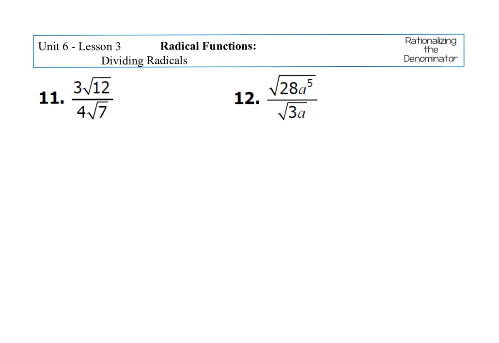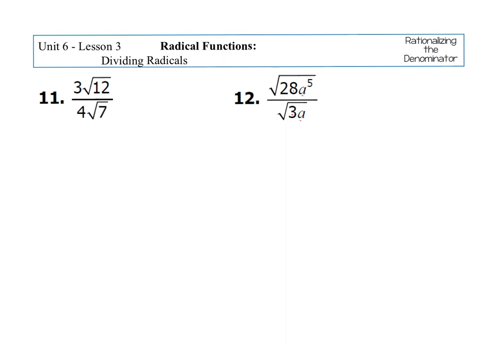Now I have the square root of 28a to the 5th power divided by the square root of 3a. Again, always check first to see if they can work together and simplify into each other. I would check, does 28 divide by 3? And it does not. Okay, so those numbers don't change, but I notice I have 5 a's in the top and 1 a in the bottom.